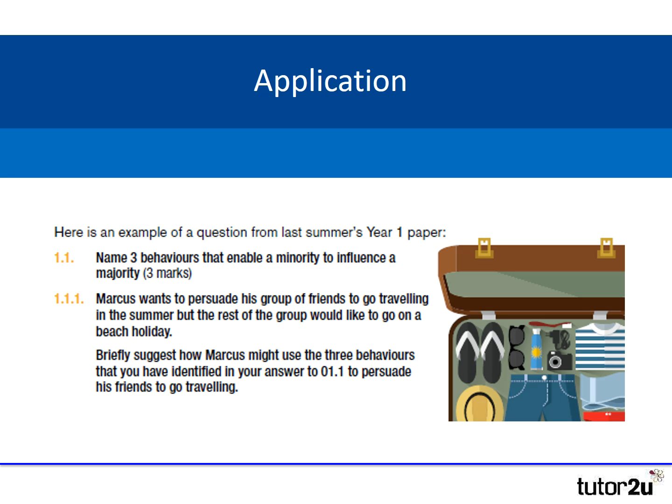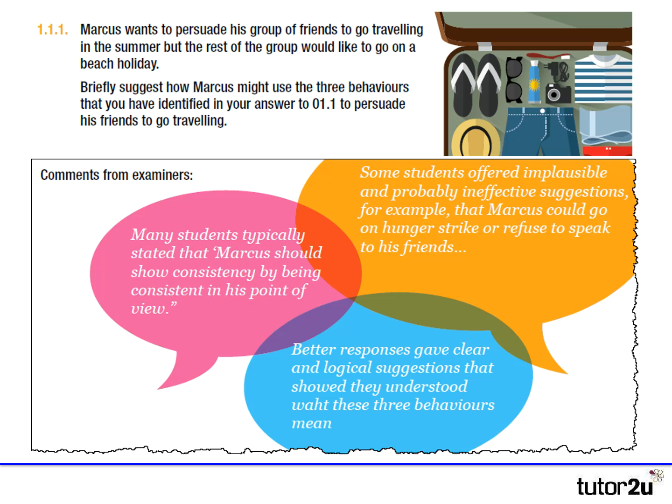Now here's the question from the exam. It started with name 3 behaviours that enable a minority to influence a majority. Nearly everyone got that and said the 3 key factors, which was our consistency, our flexibility and our commitment. Okay. The second part of the question says Marcus wants to persuade a group of friends to go travelling in the summer, but the rest of the group wants to go on a beach holiday. Briefly suggest how Marcus might use the 3 behaviours identified in your answer to persuade his friends to go travelling. Now let's take a look at what the examiner said.